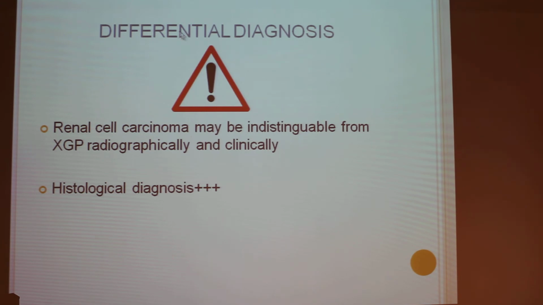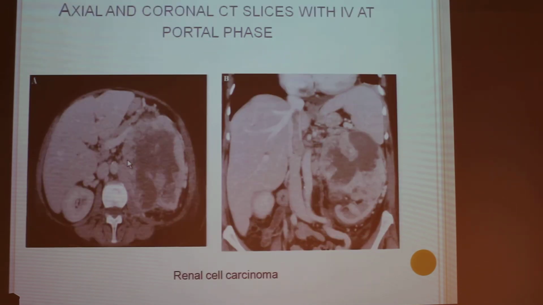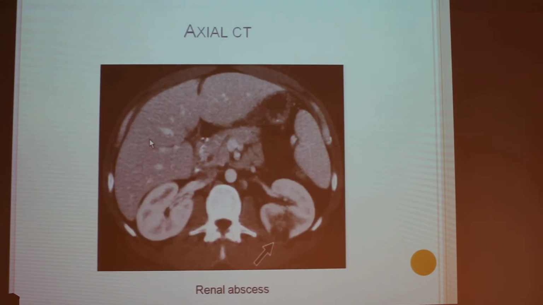An important point concerns the differential diagnosis, which is renal cell carcinoma, and it couldn't be distinguished from xanthogranulomatous pyelonephritis, and the diagnosis is often histological. Here is an example of renal cell carcinoma, and on imaging we could assess the diagnosis. Another differential diagnosis could be the renal abscess.